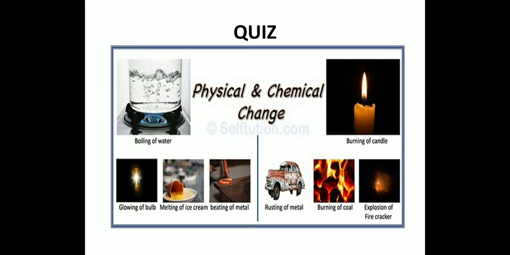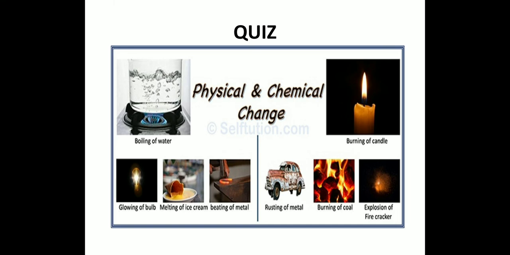If we summarize our lecture, then we conclude that in a physical change, no new substances are formed. In a chemical change, new substances are formed through chemical reaction. In a physical change, the only change that takes place is in state and shape. In a chemical change, the state of matter changes from one form to another form.